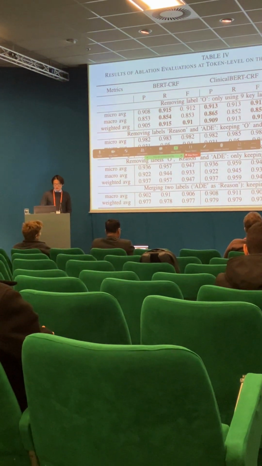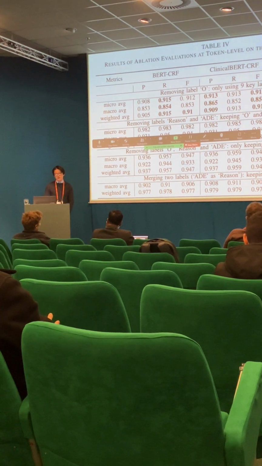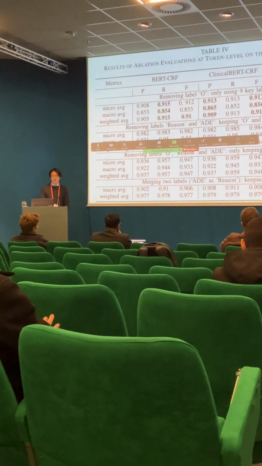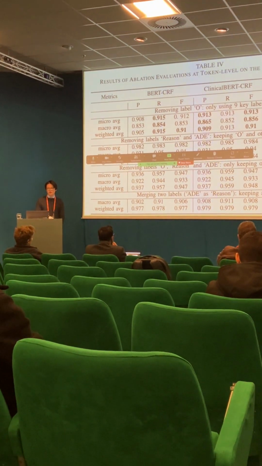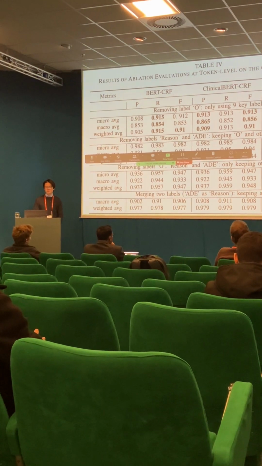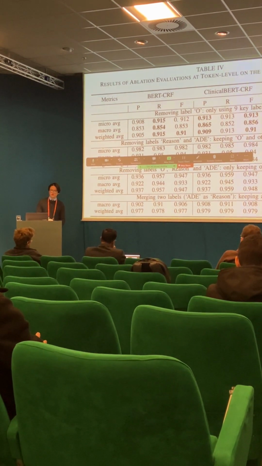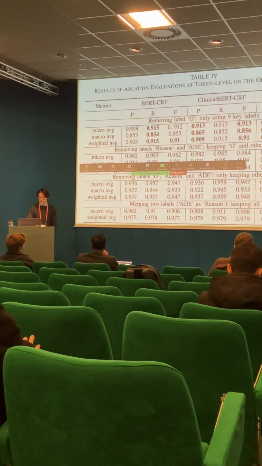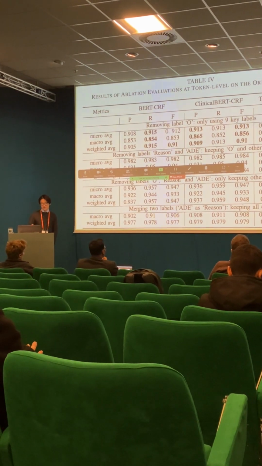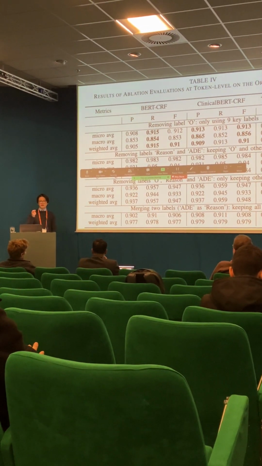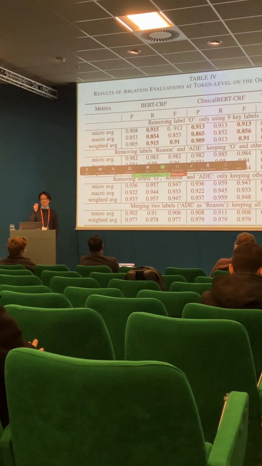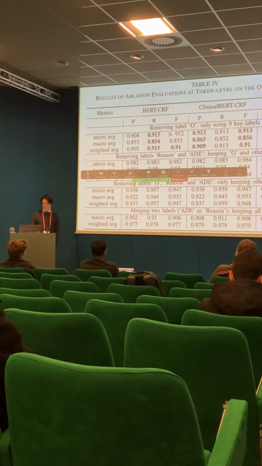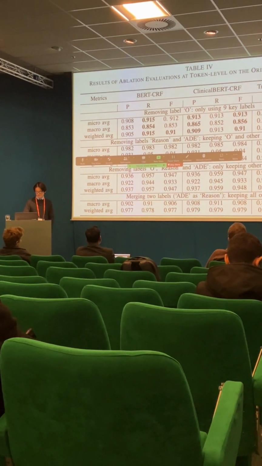We also have another evaluation where we merge ADE and reason, because we saw on the confusion matrix that sometimes the model labels ADE as reason, and sometimes labels reason as ADE. That makes sense because reason and adverse drug effects are really connected. When we merge these two, it means either this label should be ADE or reason, and if you predict one, it's correct. The performance is nearly 90% for macro average.